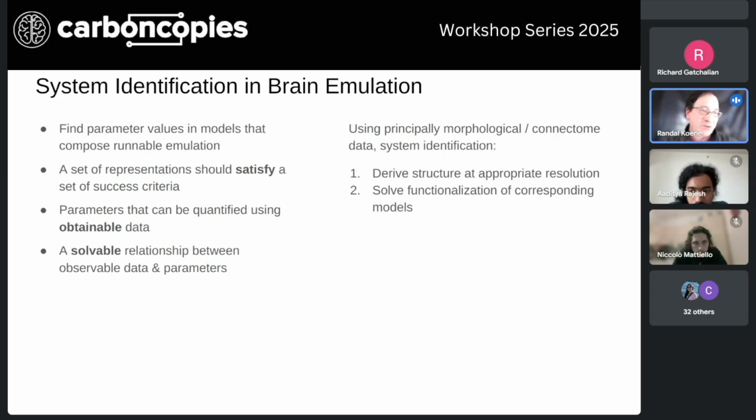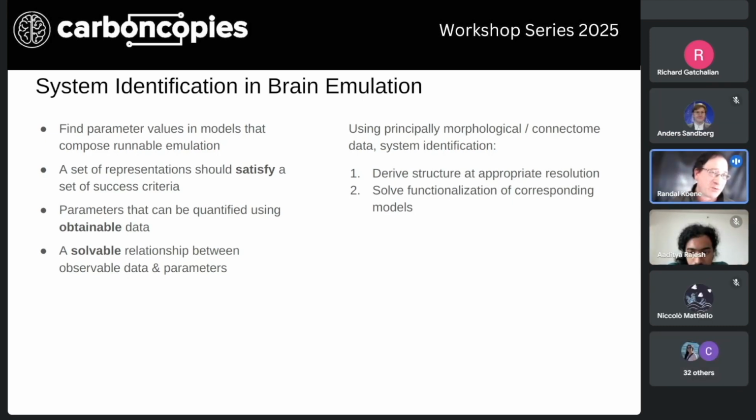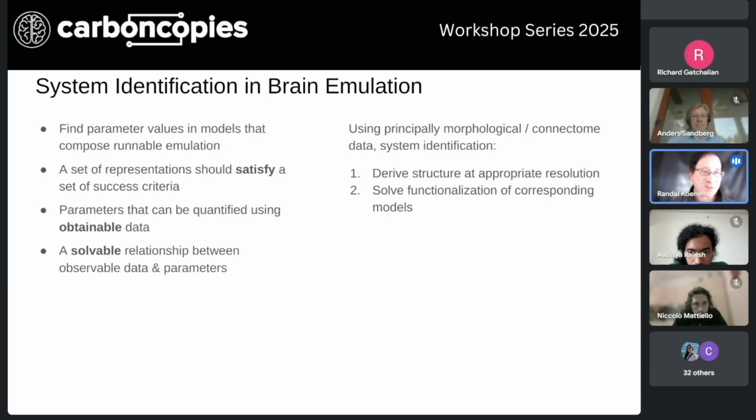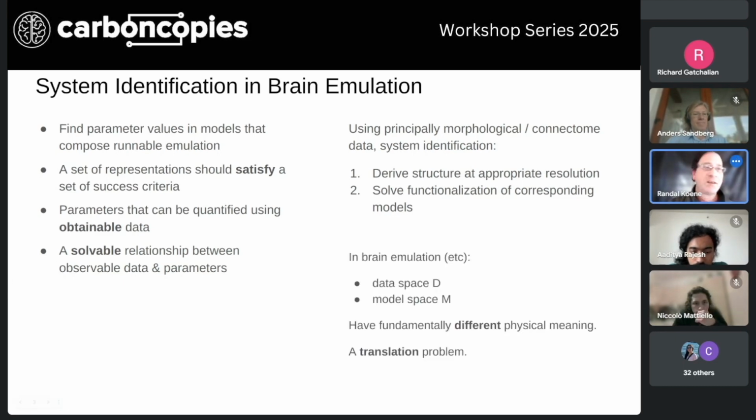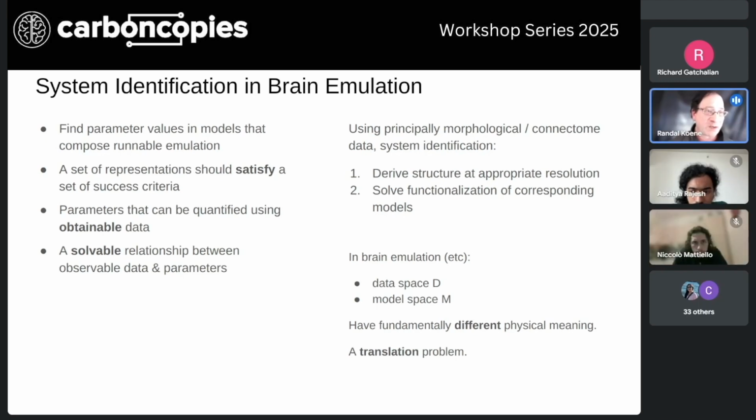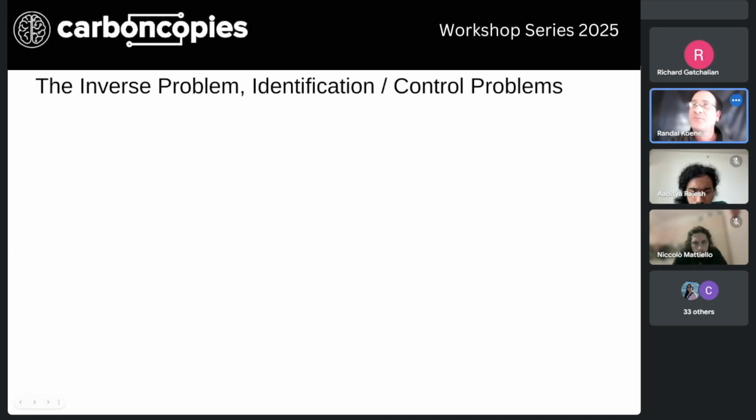When using structural, say morphological and connectome data, the system identification problem is addressed by deriving structure at an appropriate resolution and then solving the functionalization of corresponding models. In general, and in biological domains like brain emulation, inverse problems correspond to the particular case where the data space, D, and model space, M, have fundamentally different physical meaning, and where we're interested in translating information from the data space into the model space.